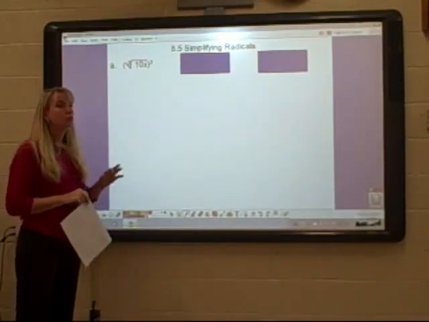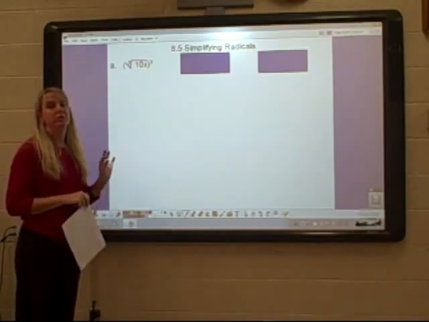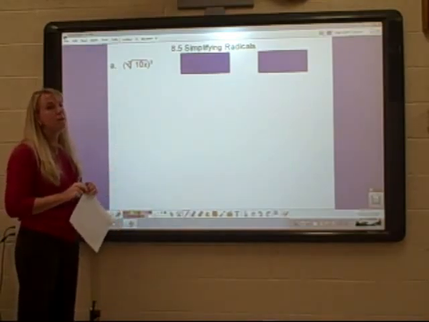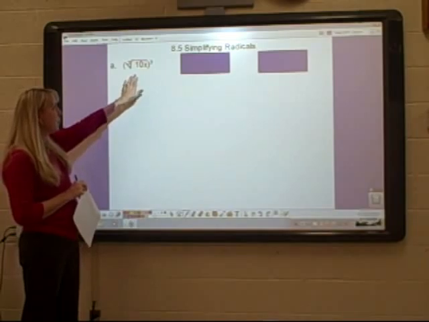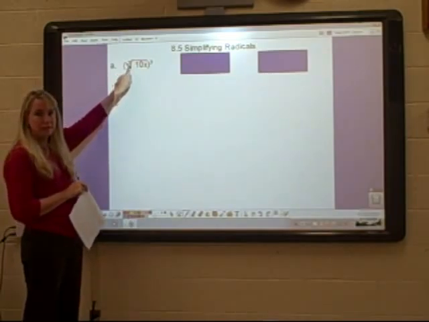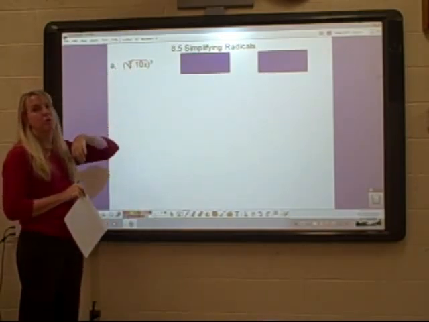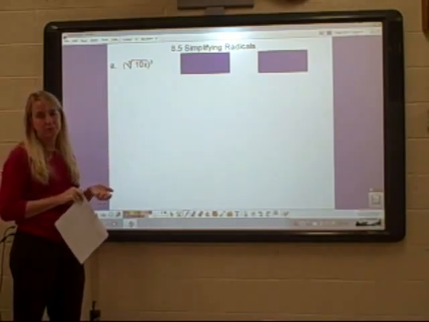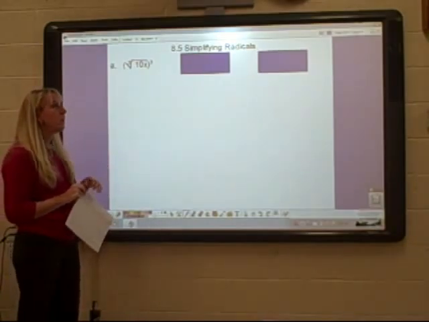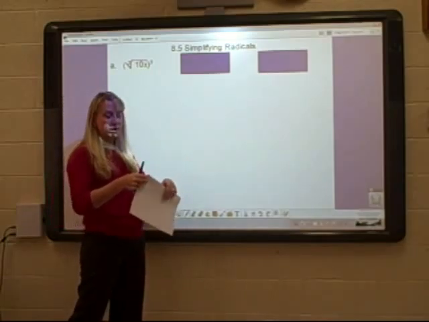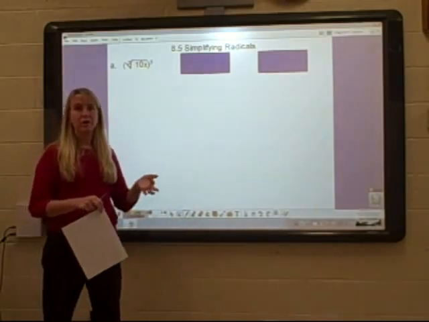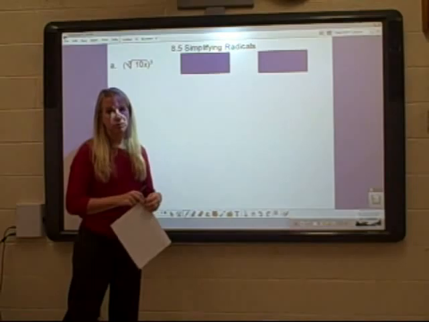Today we're going to make things a little bit more difficult, a little bit more complicated. If you notice, our first problem has a 3 here, and usually there is no number there, which means it's a square root, so there's that invisible 2. Well, our title is Simplifying Radicals. We're simplifying radicals with indices larger than 2.